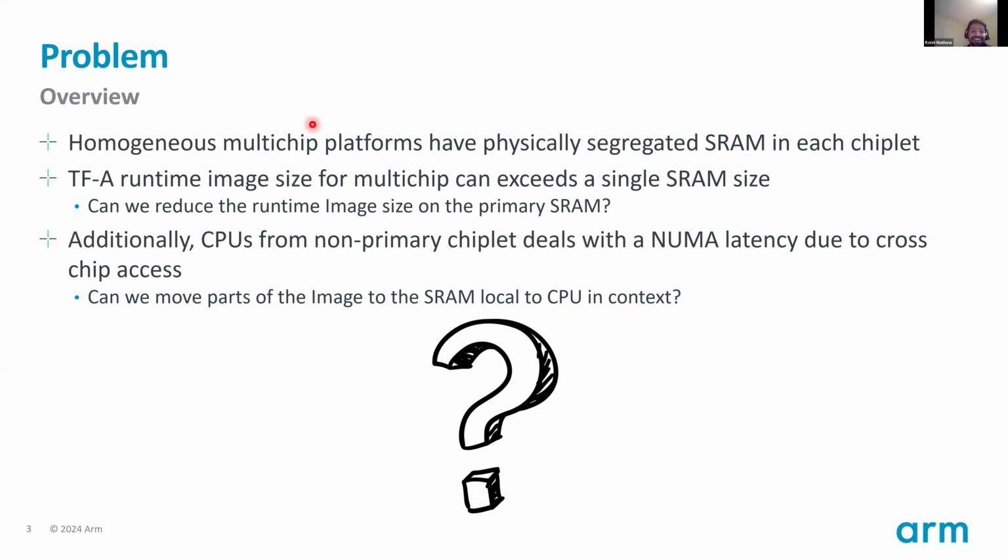So the problem is we have similar chiplets in multiple numbers, and they have segregated SRAM, so they can be discontinuous in the PA space. And the way we have trusted firmware designed currently is that we place it in one SRAM, and then the other SRAMs don't have the runtime image. With the scaling happening, with the number of CPUs getting more and more, the image size gets bigger. So the question there is, can we reduce the runtime image size on the primary SRAM, assuming that's where the image lies?